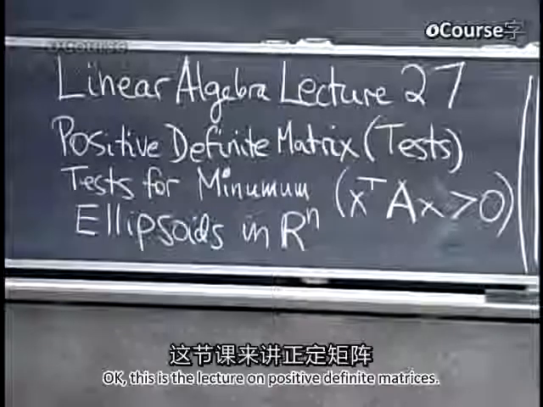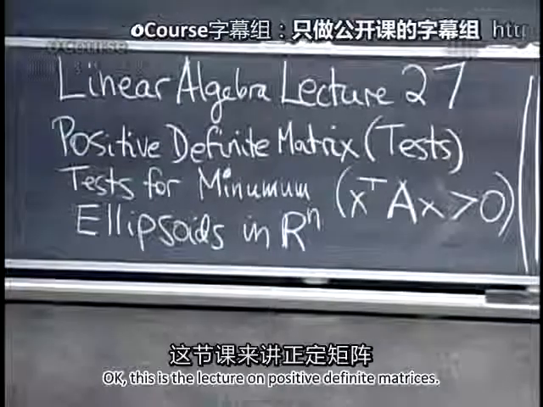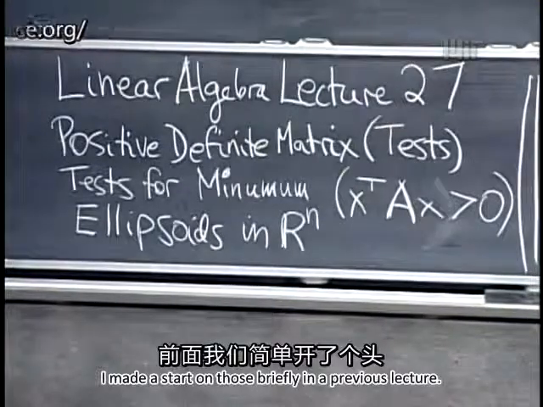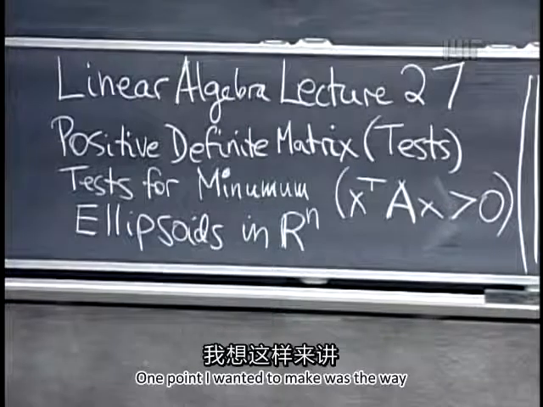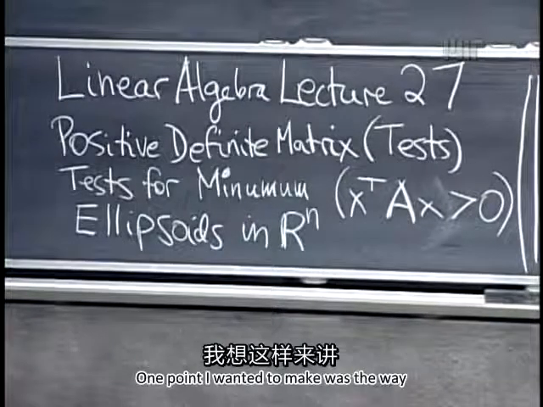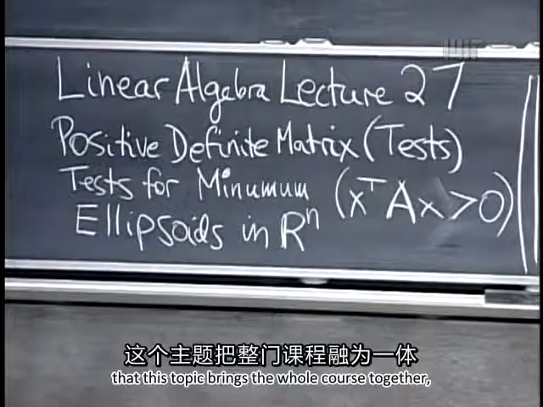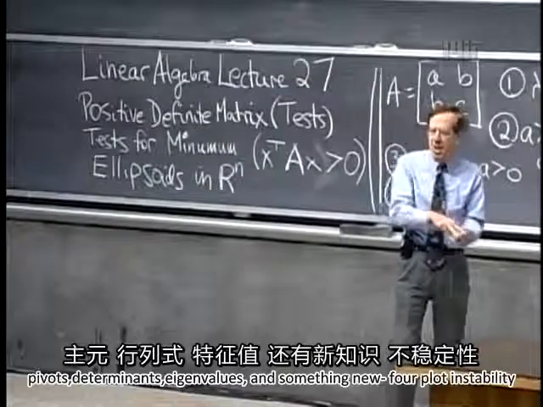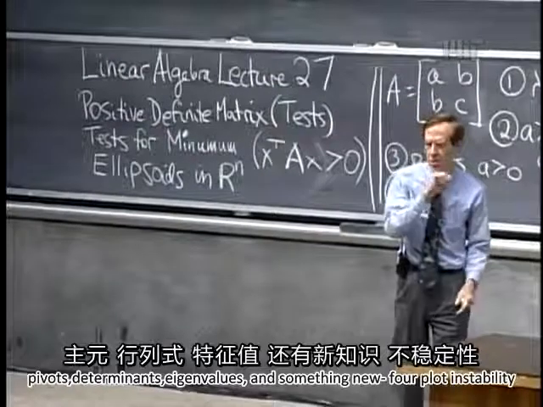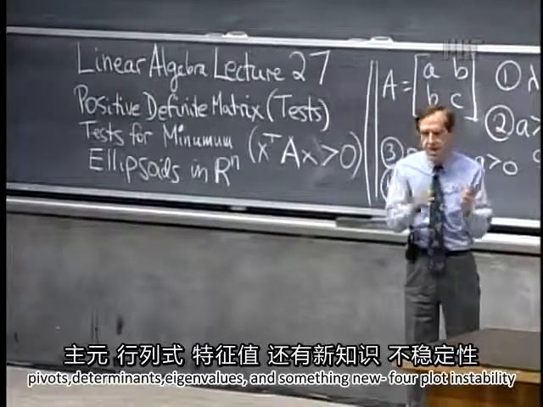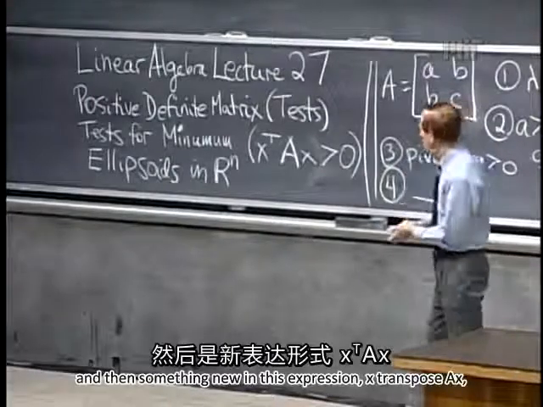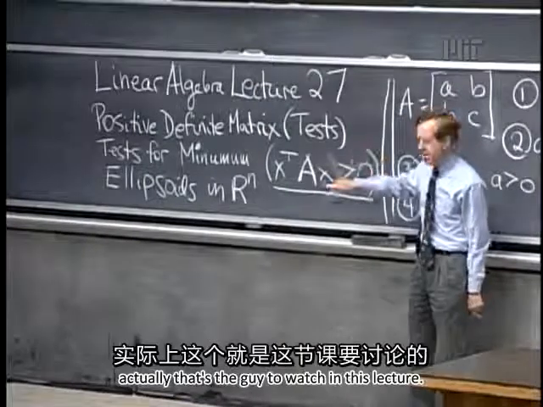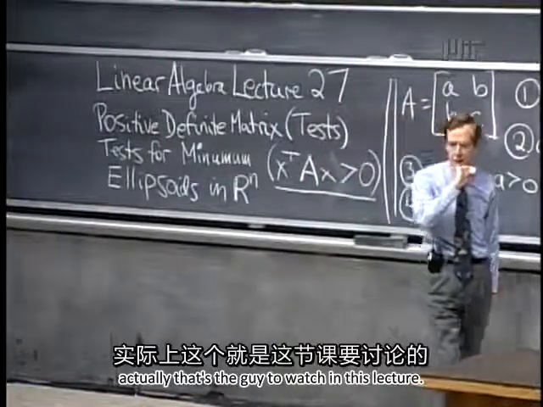Okay, this is the lecture on positive definite matrices. I made a start on those briefly in a previous lecture, and one point I wanted to make was the way that this topic brings the whole course together. Pivots, determinants, eigenvalues, and something new, and stability, and then something new in this expression x transpose Ax. Actually, that's the guy to watch in this lecture.